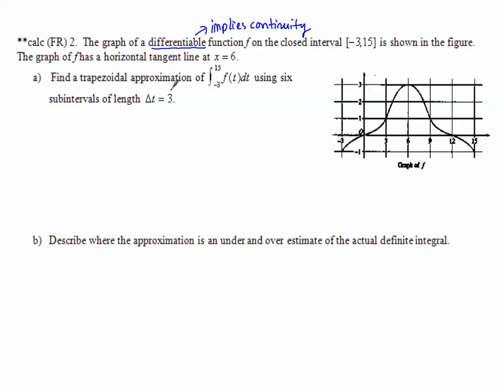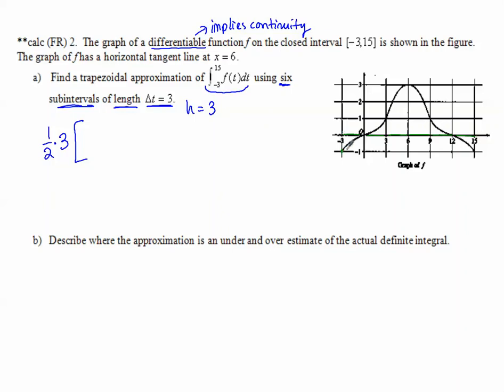Find a trapezoidal approximation of the integral from -3 to 15 of f of t dt, using 6 subintervals of length delta t equals 3. So this is telling me that they all have the same height. The height of all of them is 3. So when I do the area this time, I don't just factor out the 1/2, I can also factor out the height of 3. So I have 1/2 times 3, and now I just have my base lengths. So 6 subintervals. Notice that -3 to 15 is already split up nicely into 1, 2, 3, 4, 5, 6 subintervals. So I'm going to do those function values.